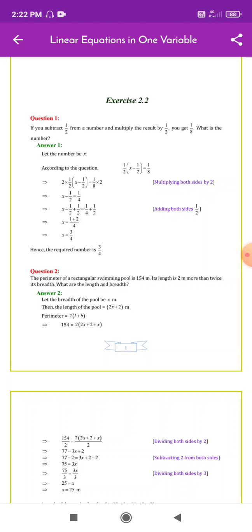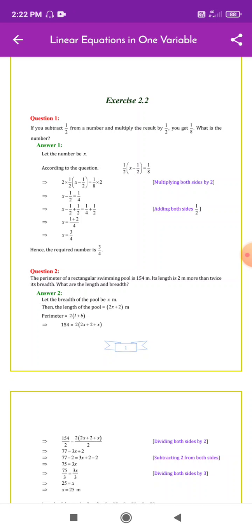Read the question. If you subtract 1 upon 2 from a number and multiply the result by 1 by 2, you get 1 upon 8. What is the number? So what we have to do is subtract from the number. After subtracting, we get the answer 1 by 2, and after that we multiply that answer by 1 by 2, so we get 1 by 8. So what should the number be?